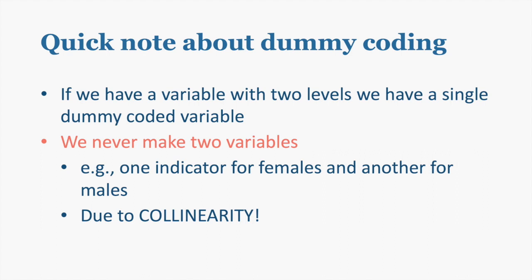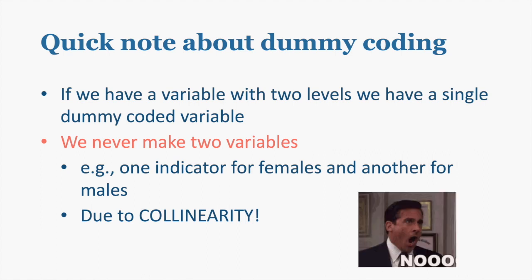So if you actually had 2 variables, they would totally cancel each other out. They would have perfect collinearity. The information in one is perfectly contained in the other. Don't do it, don't. So when you have 2 levels, you have 1 dummy variable.